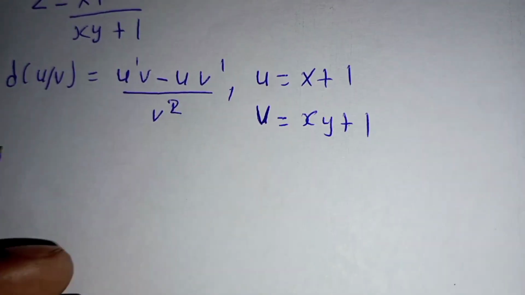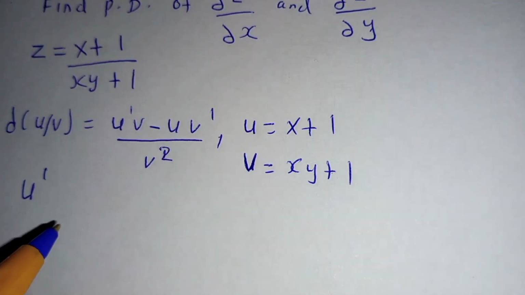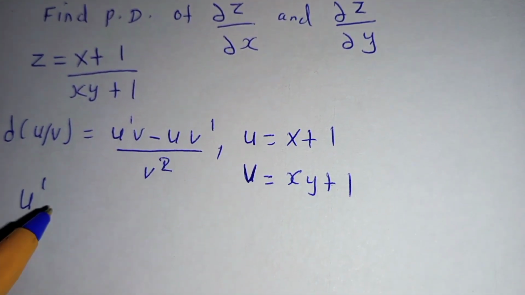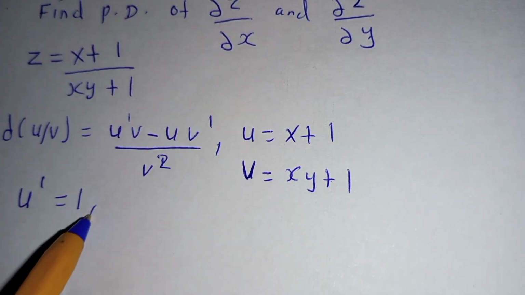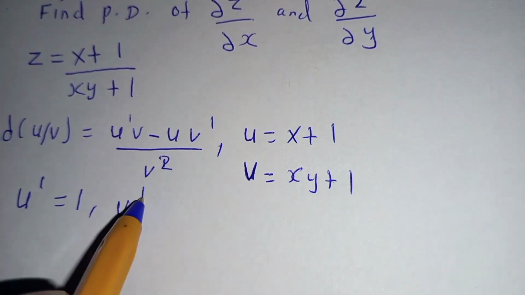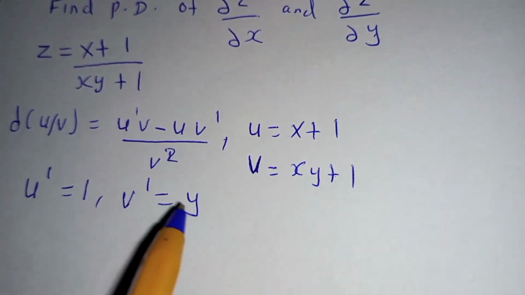Then we obtain u prime. Remember, we are differentiating with respect to x. So u prime will be 1 and v prime will be equal to y.